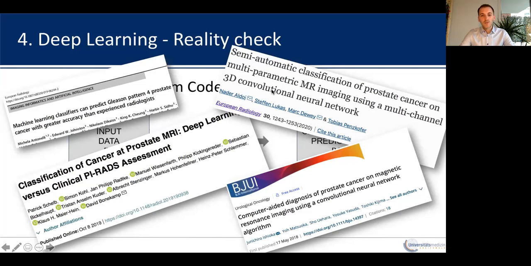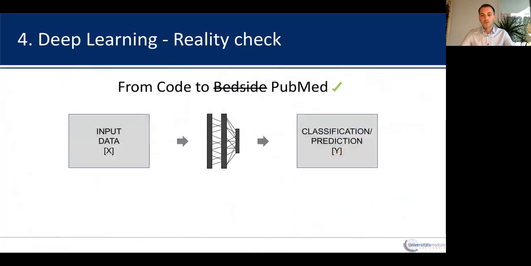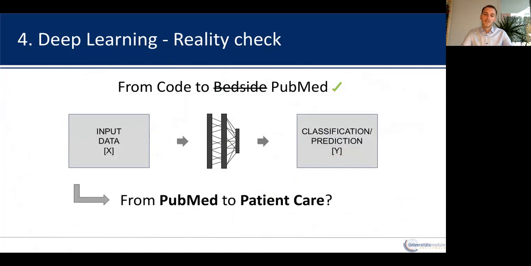But when we do the real literature check and the check of clinically applicable tools, we can see that the deep learning system made it to PubMed. Unfortunately, it didn't make it to clinical care or patient care. So the question is, how do we bring the code from PubMed to patient care?